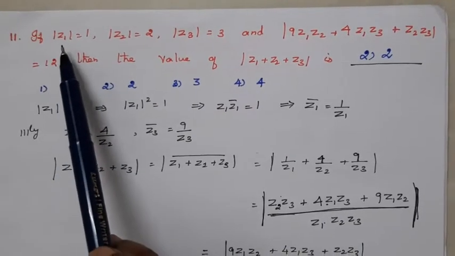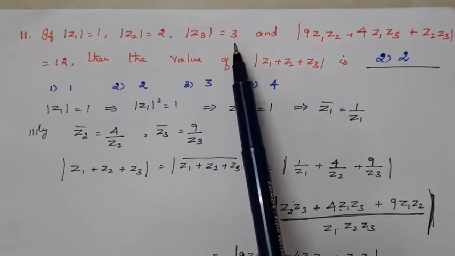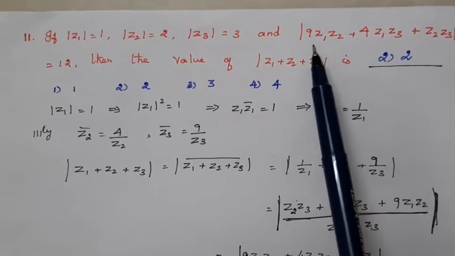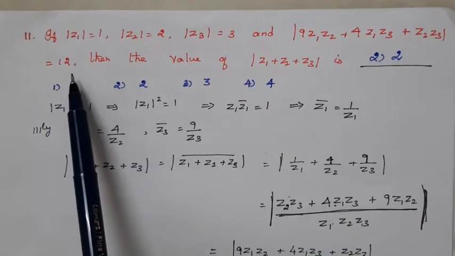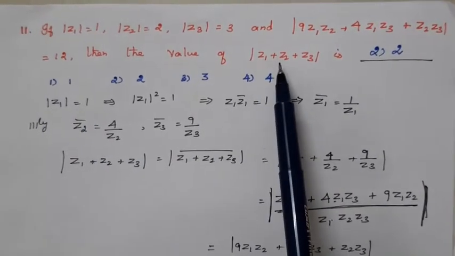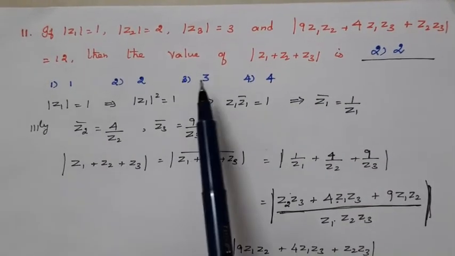11th one. If modulus of z1 is equal to 1, modulus of z2 is equal to 2 and modulus of z3 is equal to 3 and modulus of 9 z1 z2 plus 4 z1 z3 plus z2 z3 is equal to 12, then the value of modulus of z1 plus z2 plus z3 is dash. Options are 1, 2, 3 and 4.